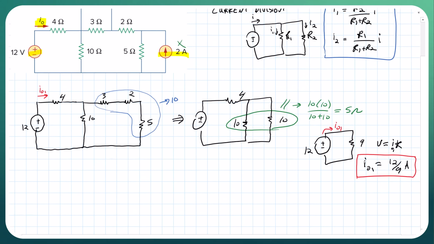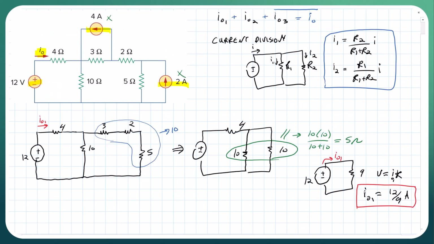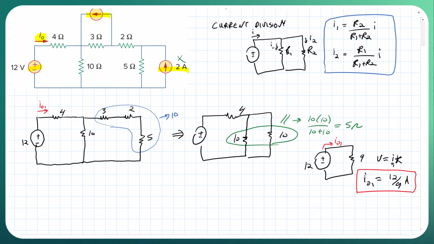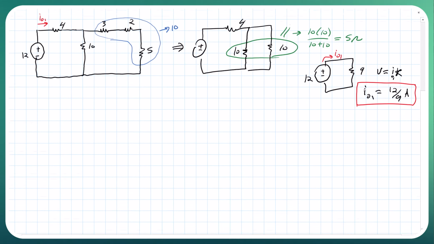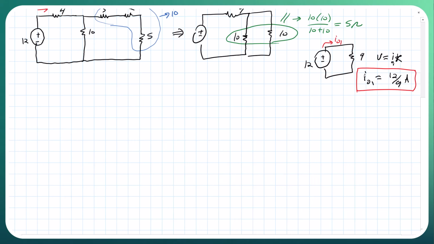So we turned off the current sources, all the other independent sources, and kept one on. Now what we're going to do is turn off the 12 volts and the 2 amps. Okay, let's turn those off and see how the circuit looks. So now we're going to turn off the 12 volts, so that's going to be a short circuit, and then we can redraw the circuit. We'll redraw it like this.